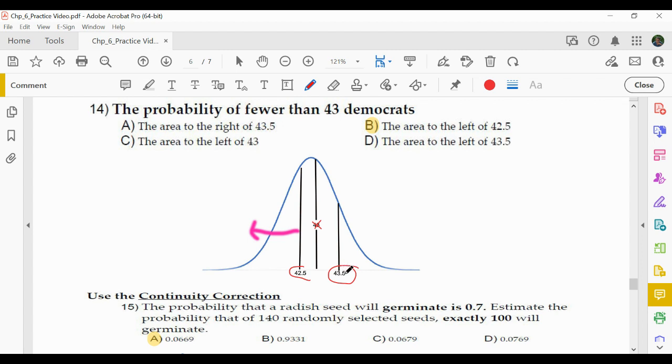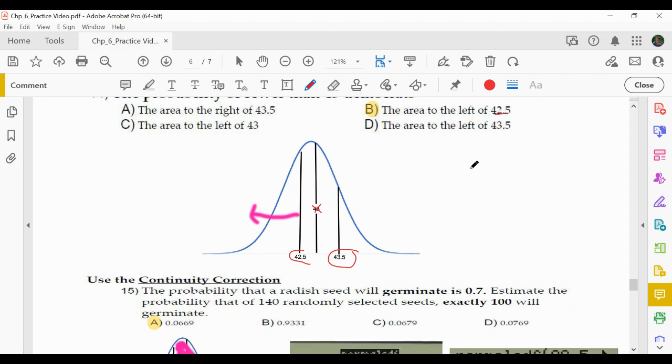43.5? If I start at 43.5 and go to my left, I'll go right over 43. Fewer than 43 does not include 43. So if it's not included, I've got to start to the left of it, 42.5, and go to my left. And there you see it, to the left of 42.5.